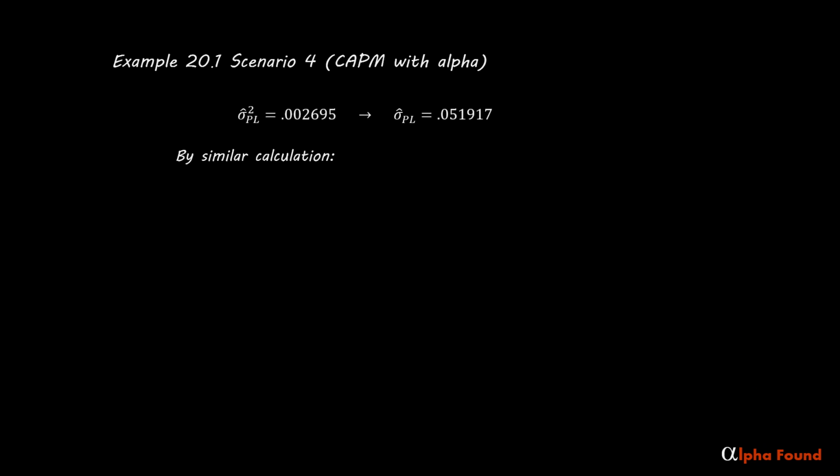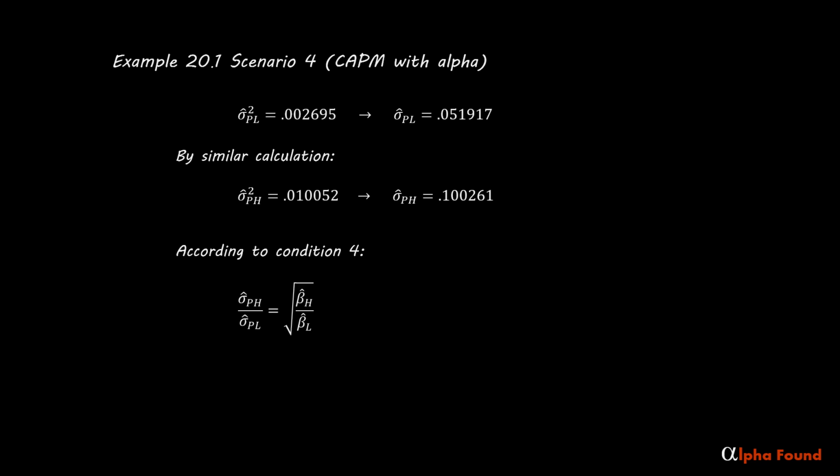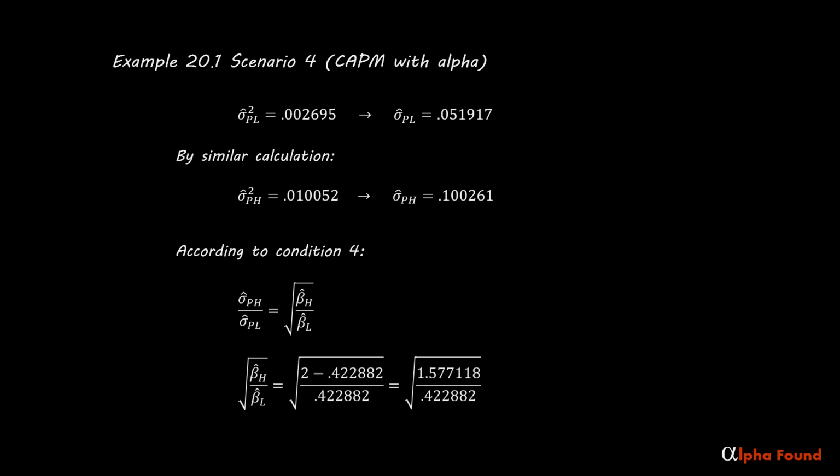By similar calculation, according to condition 4, the ratio of the perturbation risks is equal to the square root of the ratio of the ideal betas. The square root of the ratio of the estimated high ideal beta to low ideal beta equals the ratio of the perturbation risks, so the condition checks.